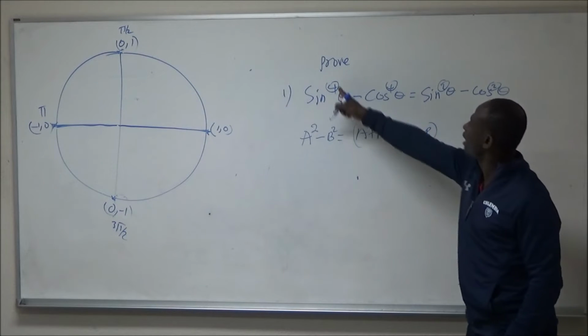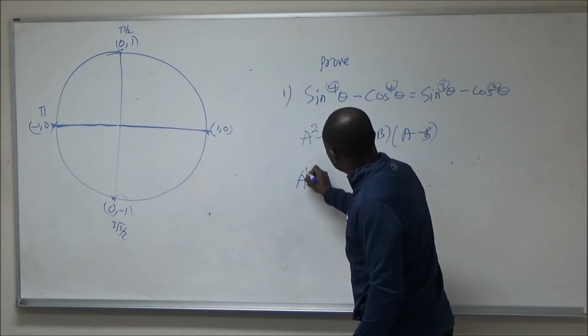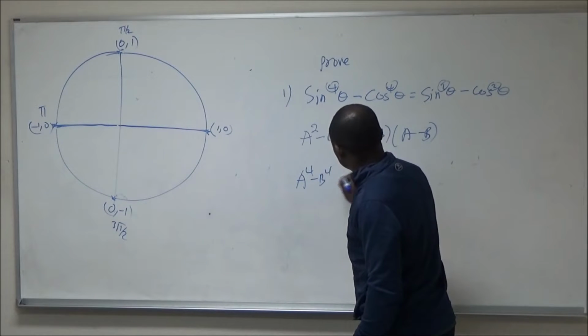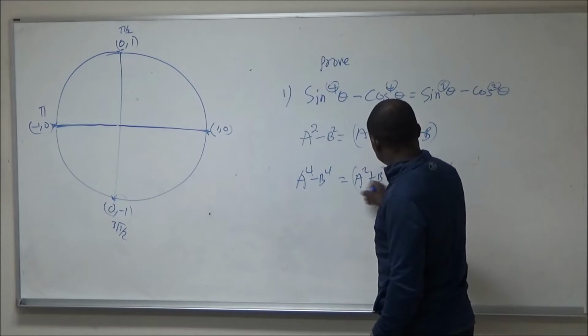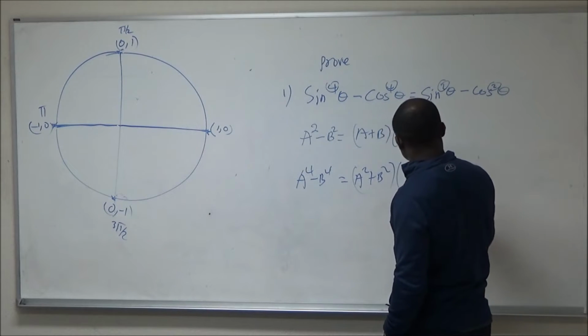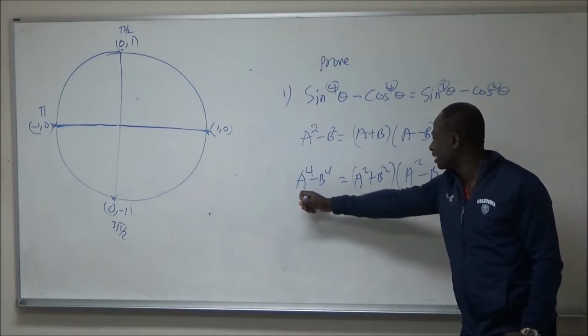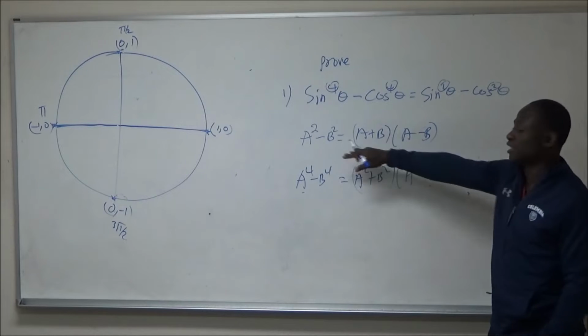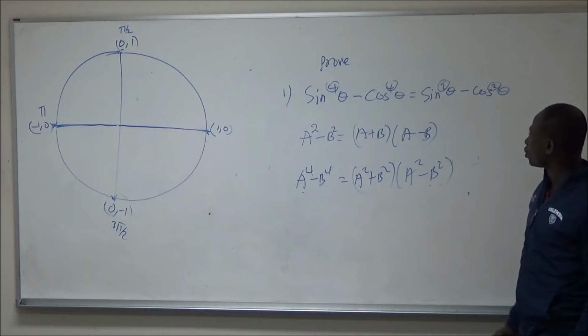So now you say, but I have 4 here and I have 2. Okay, so I say fine, this is fine. So a⁴ minus b⁴ is the same as a² plus b², a² minus b². Can you see that? So once you get this one, which is derived from this algebraic identity, then you can do this one.